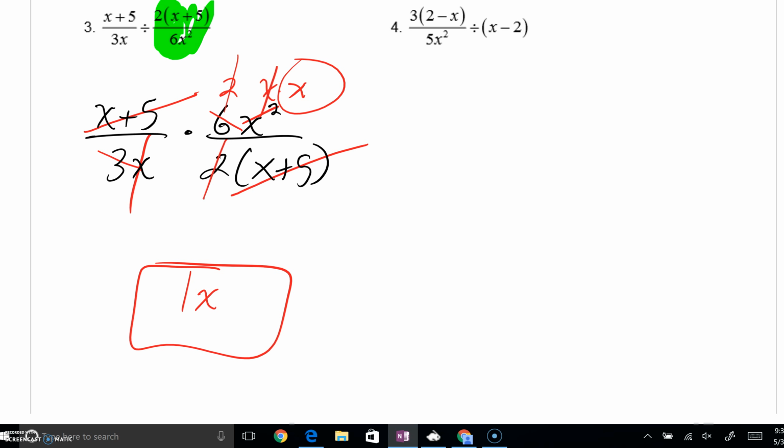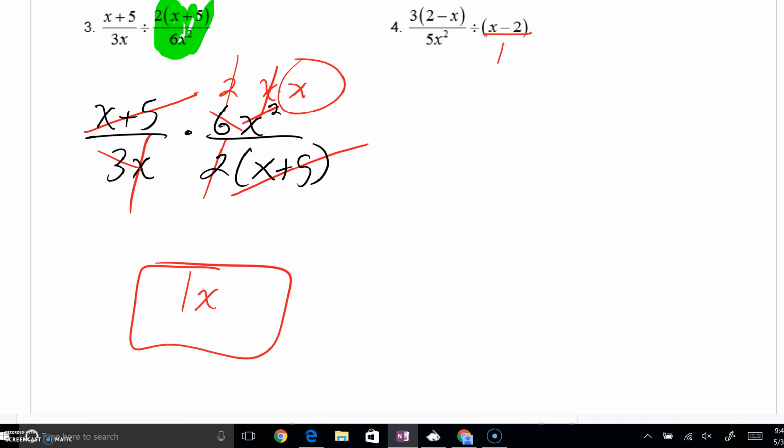Take a look at number 4. Number 4 is a little bit of a twist. You know, sometimes kids get upset and they'll say, Mr. Dobner, that second term isn't a fraction. Well, make it a fraction. X minus 2, you could say it's over 1.